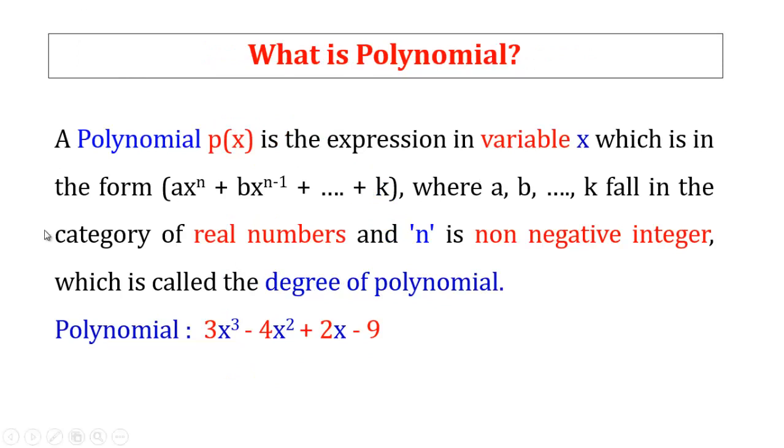A polynomial, let p of x be a mathematical notation. P is called the polynomial, and x is the variable. It is an expression in variable x, which is of the form ax^n, that is exponent n, plus bx^(n-1), plus up to k, where a, b up to k fall in the category of real numbers. Real numbers may be a positive number or a negative number. And n is a non-negative number. N is called the exponent. Exponent we call a non-negative number.